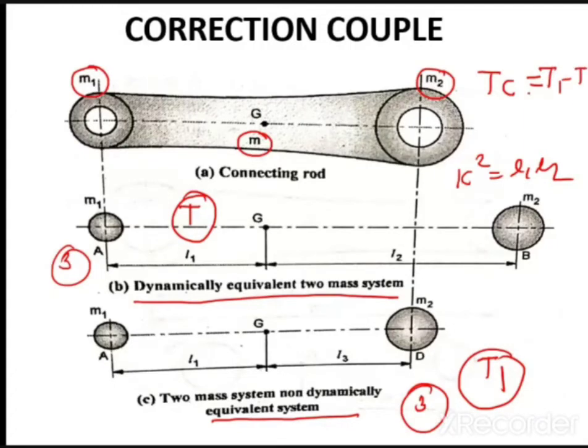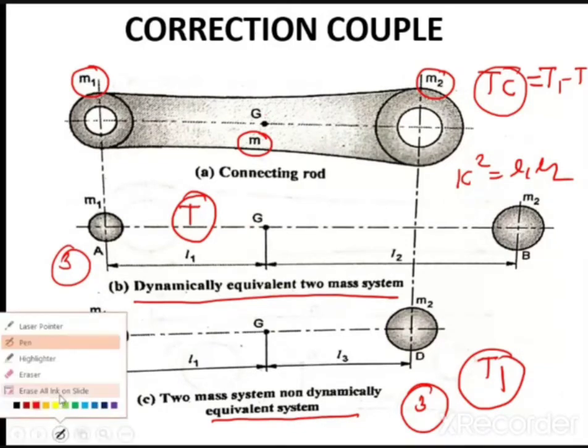So the difference between these two is your correction couple. And that correction couple we apply externally on that system, and then the system will become a dynamically equivalent system. This is not needed in every case; it is needed in some practical cases, for example in the slider crank mechanism, because in the case of the connecting rod I am selecting m1 and m2 arbitrarily. I hope you understand this. So that is why I have to do this.